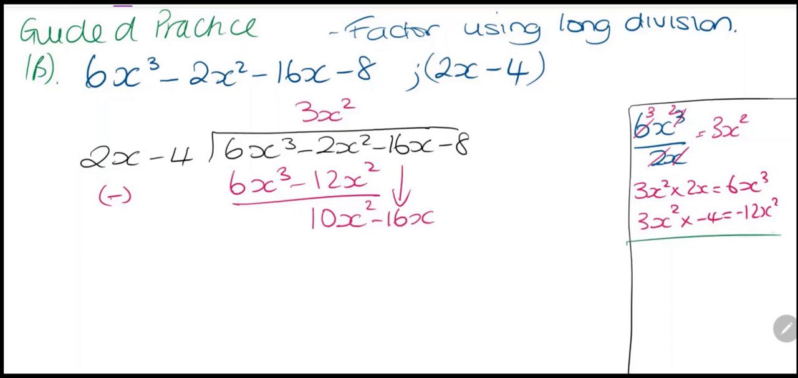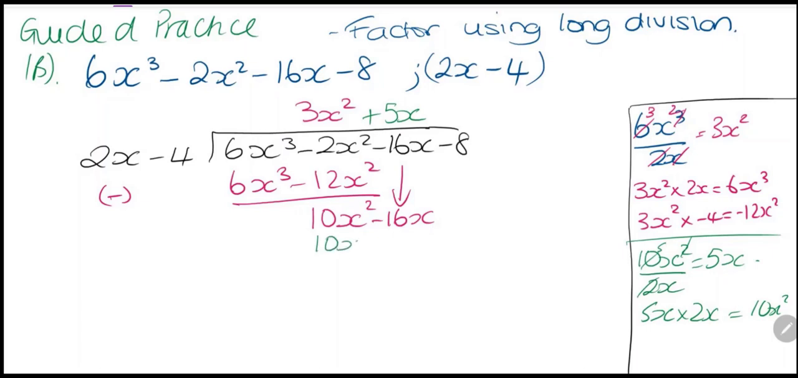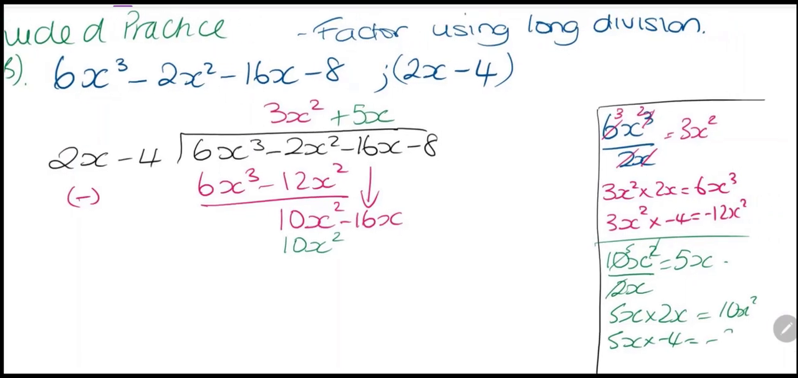So we're going to repeat. So we'll have 10x squared divided by 2x. So this becomes 5x. So it's plus 5x, and we multiply. So 5x times 2x is 10x squared. And then 5x multiplied by minus 4 is minus 20x. Now we're subtracting, so this becomes 0 and this becomes positive 20 minus 16 is positive 4x. And we bring down the minus 8.